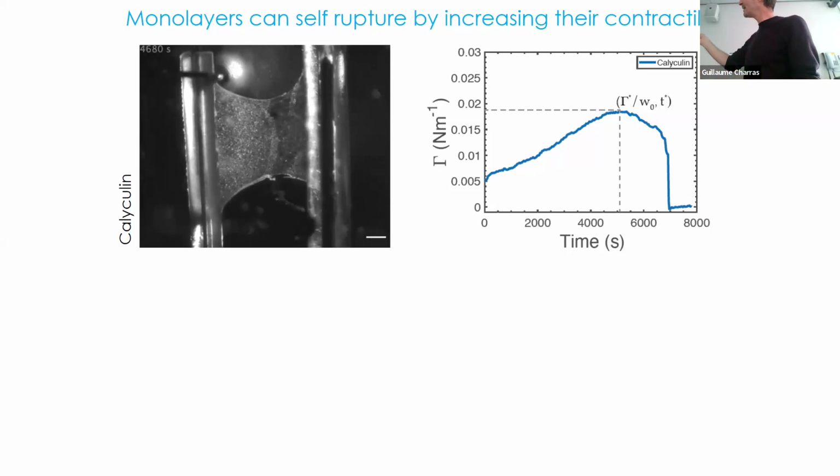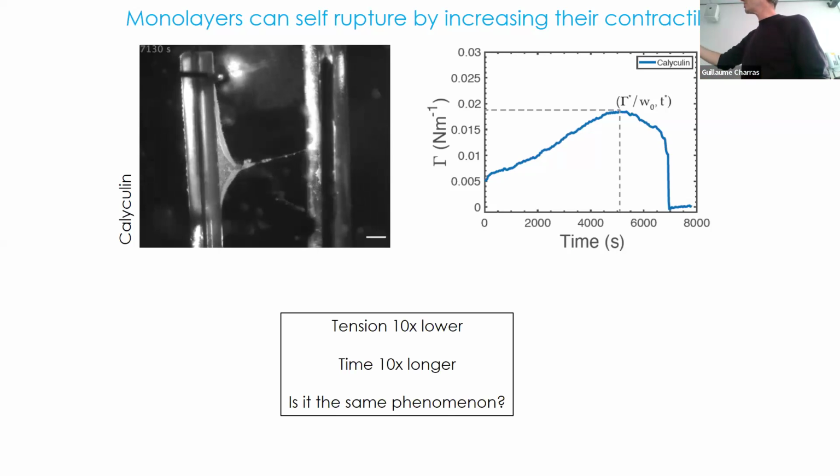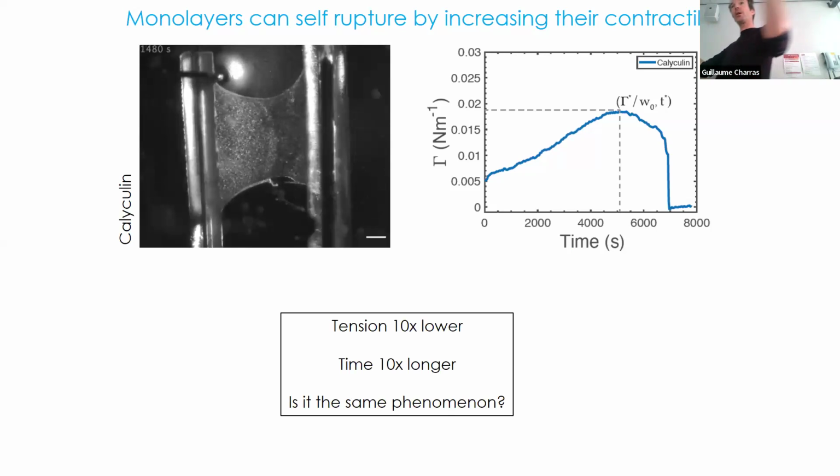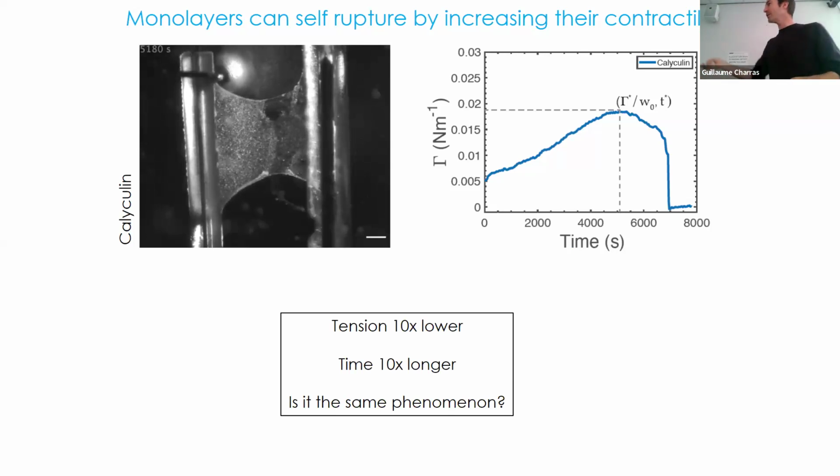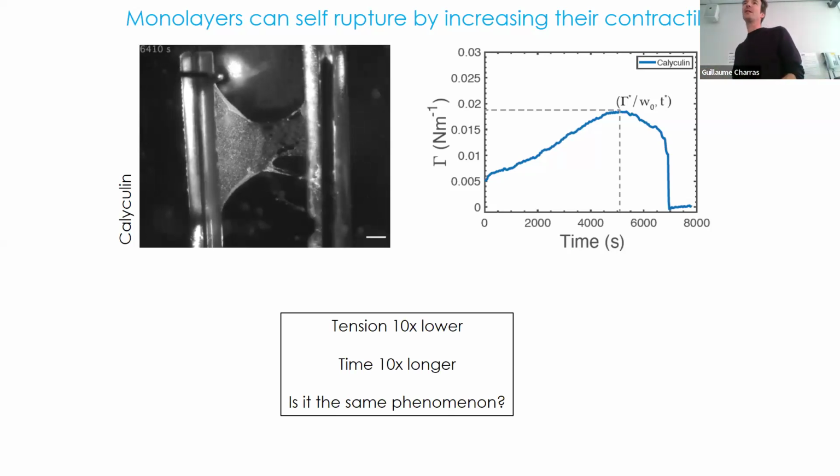But one thing that's different between these experiments and the ones before is that the tension that we reach at rupture is 10 times lower than when I apply a ramp in deformation. And the time that it takes to get to rupture is 10 times longer. So you might ask, why is it even the same phenomenon?